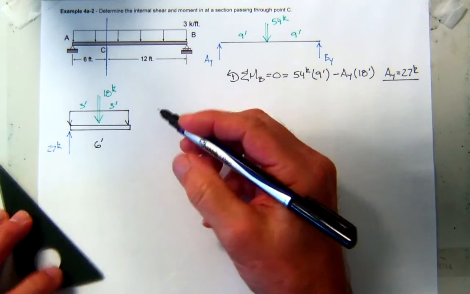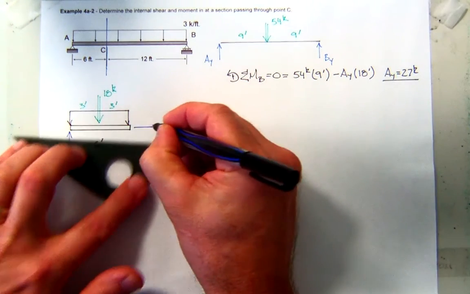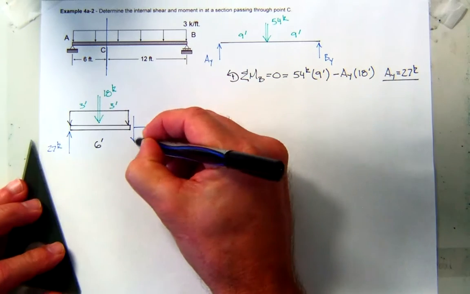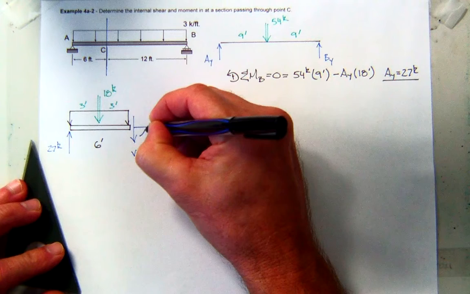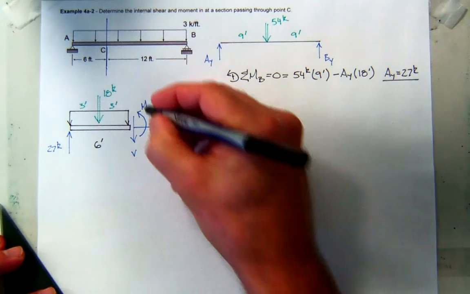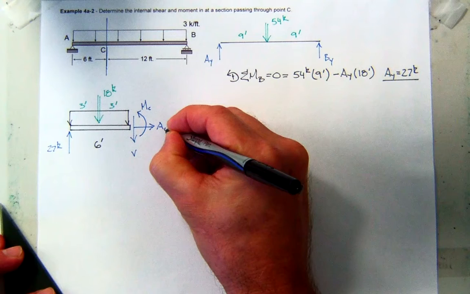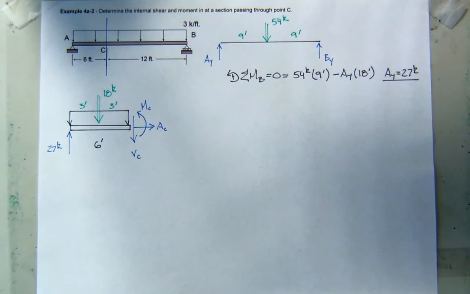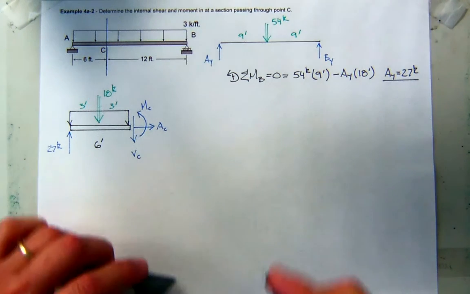And then at the cut surface, I'll draw my positive axial force, positive shear force, and positive bending moment. And I'll just subscript those C because we're doing it at point C. That's it. So if you're doing this problem on the exam, you just got half the credit. So now you break out your 3 equations of equilibrium and you plow away.